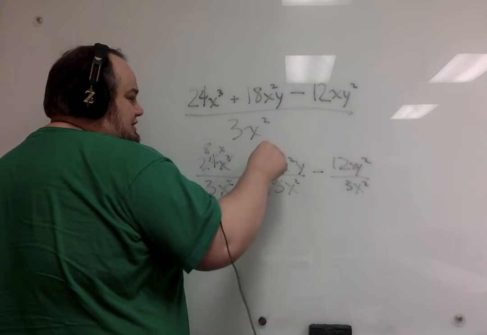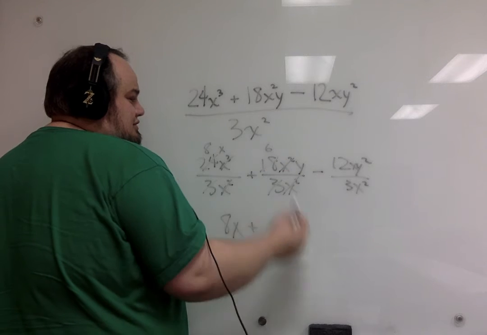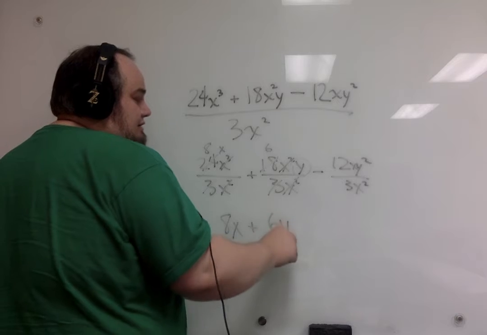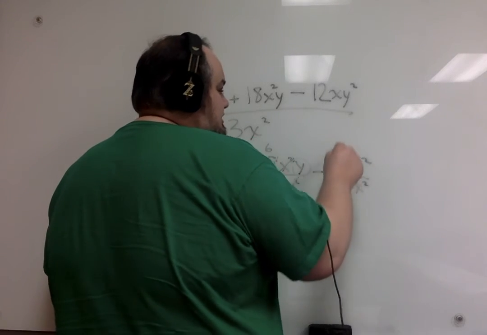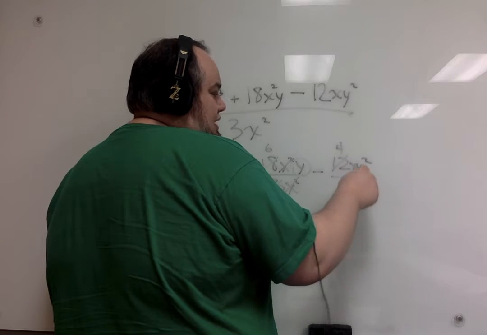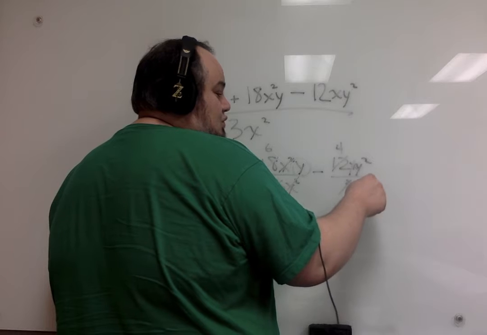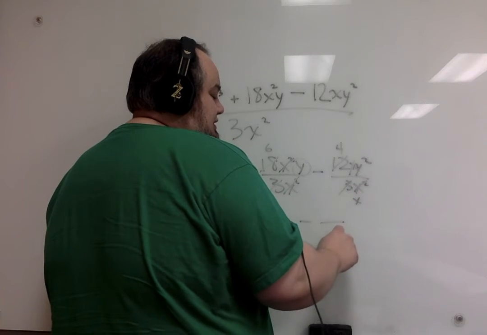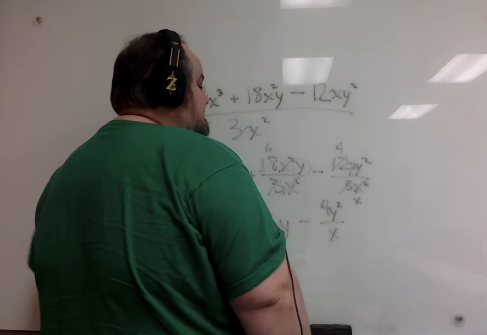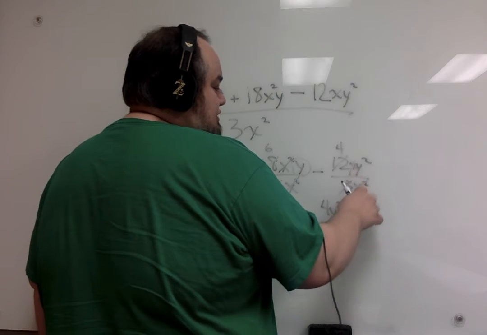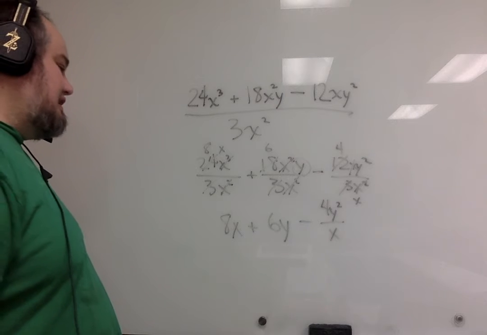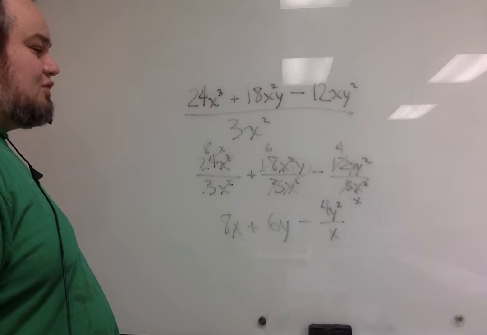The next one, this cancels, you get 6. The x squareds cancel completely, so they're gone. And then we still have this y here, so we get 6y. Over here, 3 goes into 12 4 times. We still have the y squared there, and then this x cancels with one of these x's. So that means we are left with a fraction. We have 4y squared over x. Because there was one x here, but 2 factors of x on the bottom. So there's our answer. We have 8x plus 6y minus 4y squared over x.